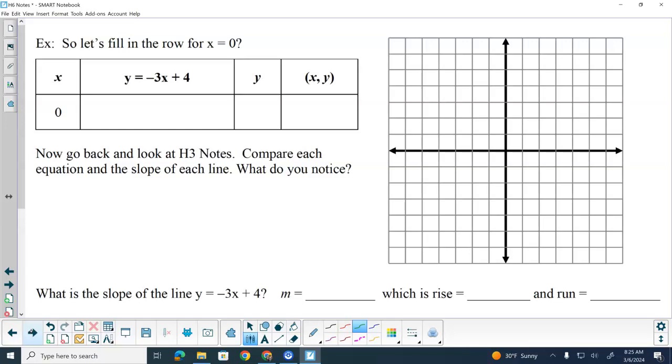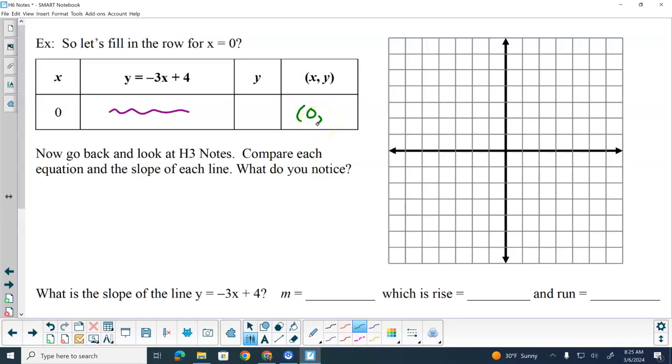Okay? So now that we know how to do this, we want to fill in this row. Now we could calculate this out, we could fill in stuff right here, but we don't want to. We want this to go much, much faster. So this is going to be the point (0, something).